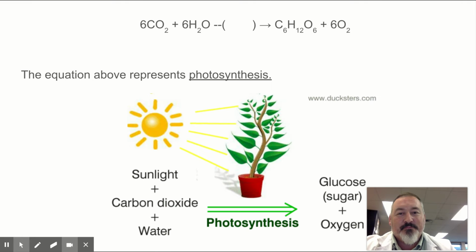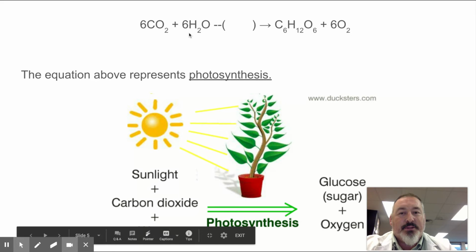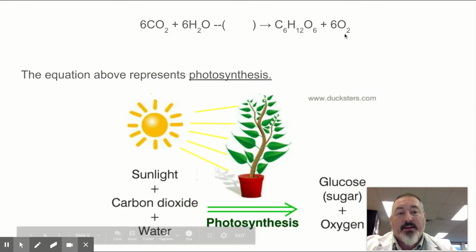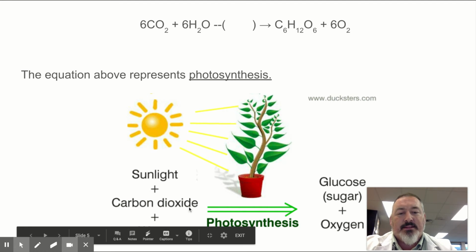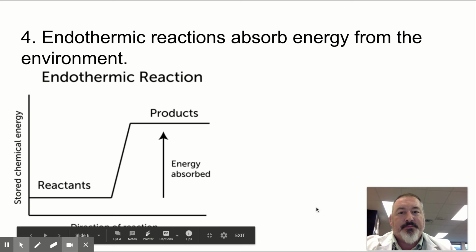So if we have CO2 and water in the presence of light, we're going to make a carbohydrate and oxygen. This is the equation for photosynthesis. Notice that we have the reactants and the products, and we're pointing at the products.